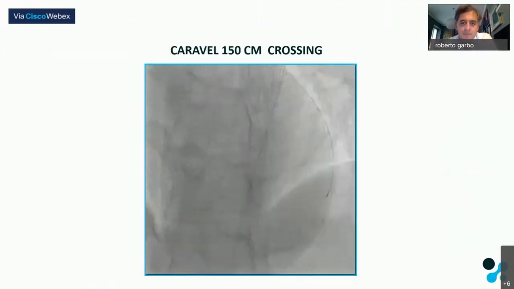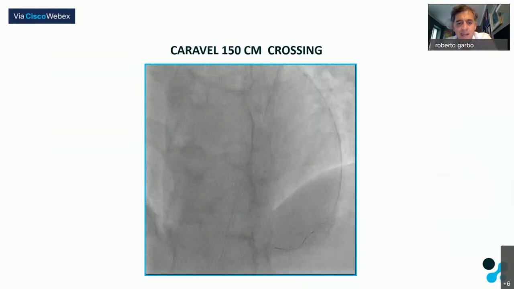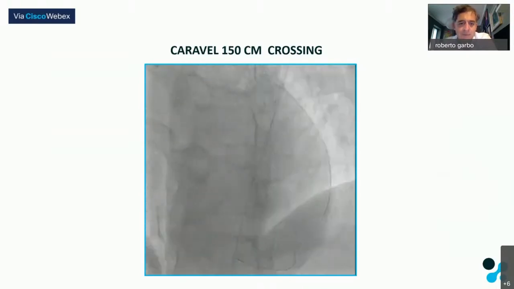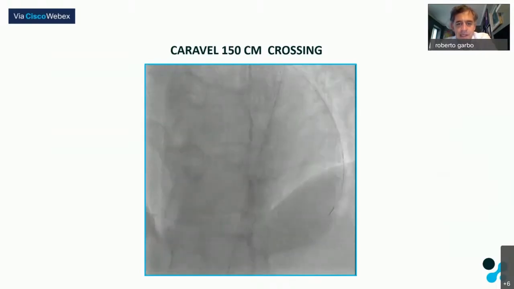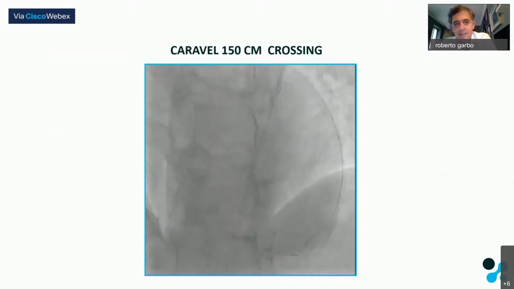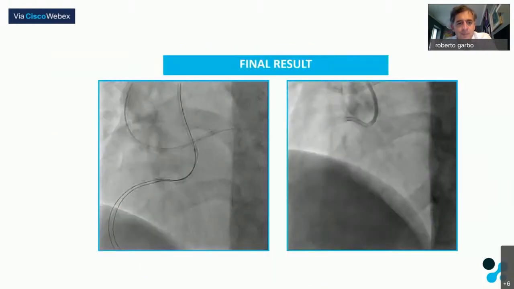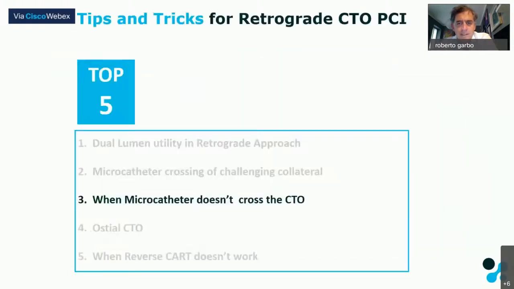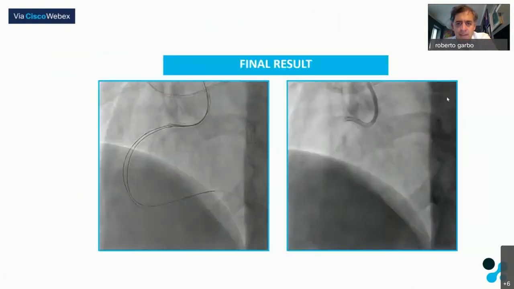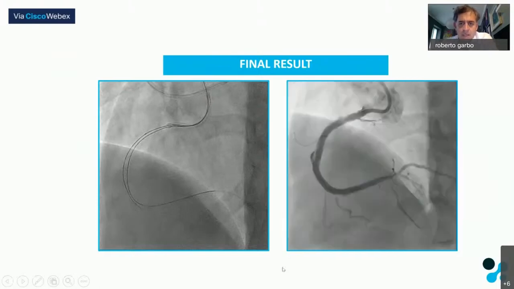And then we take again the Caravel. You can see how easily, after the crossing of Pro X and with the extra support wire, it was able to cross this epicardial. And then the procedure was done with the re-entry. I don't remember which wire, and a good final result, just 5 seconds to show.